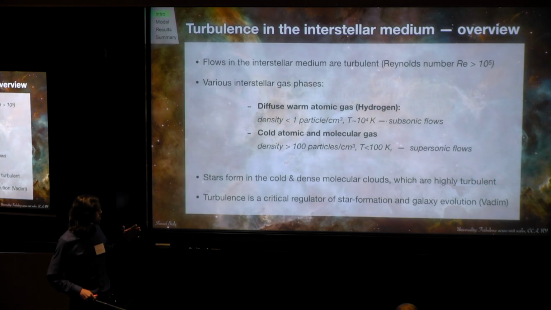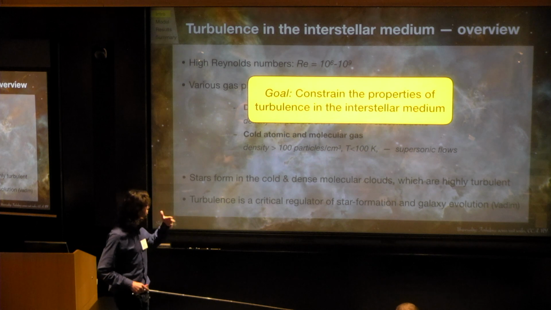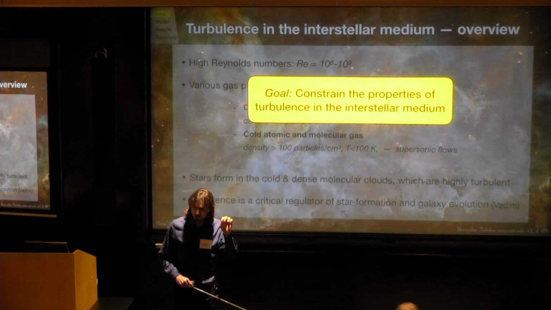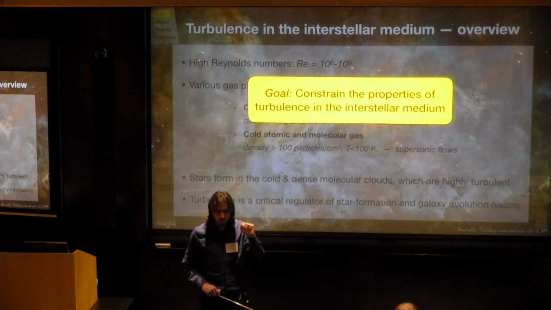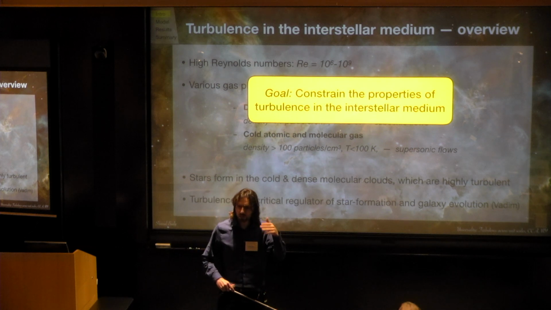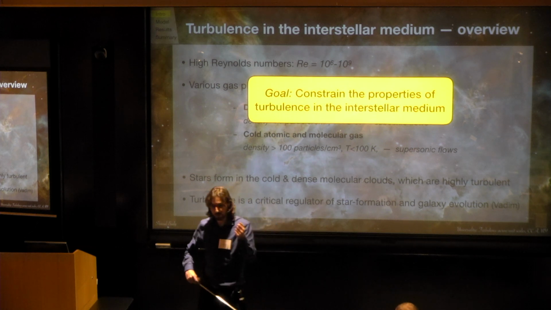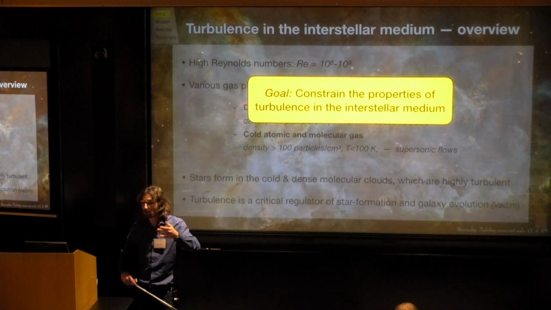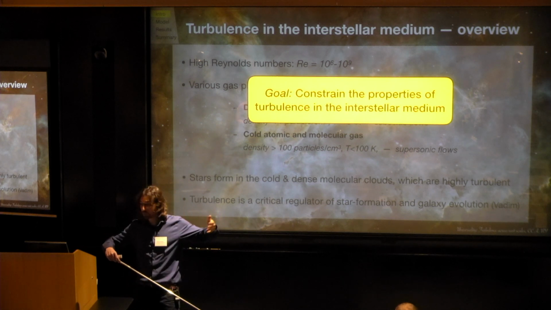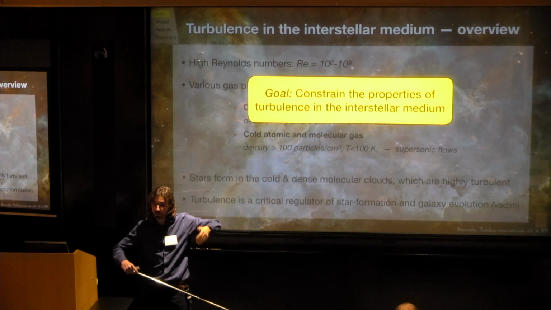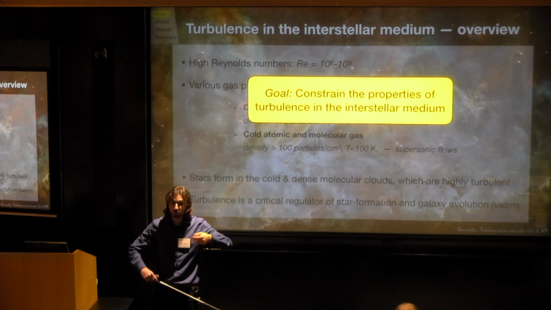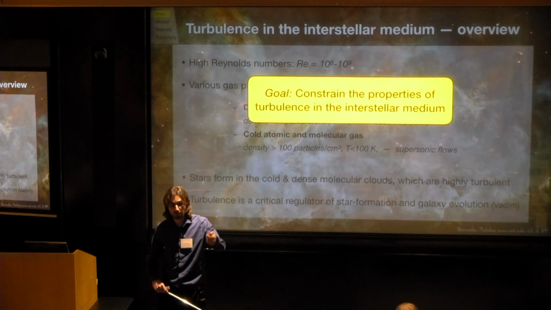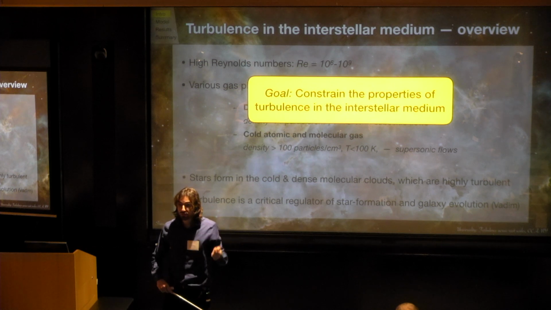So the main goal here is: can we somehow better constrain the properties of turbulence? With special focus in this talk on what can be the main driver of turbulence in galaxies and the interstellar medium. Is it driven on large scales from the gravitational potential of the galaxy that induces motions? Or is it more on smaller scales, what we call feedback from supernovae, or even outflows and winds from stars?